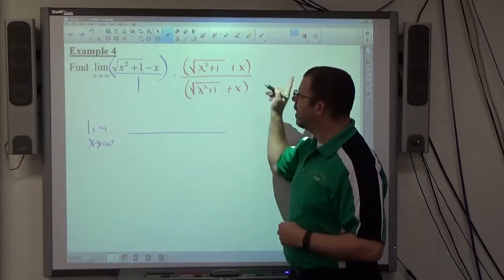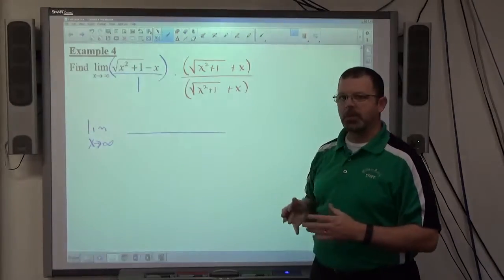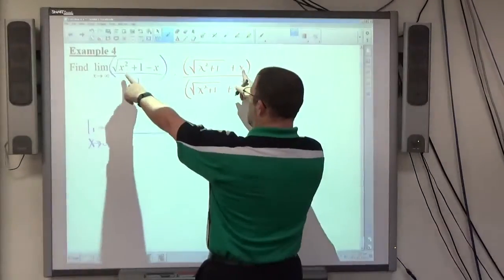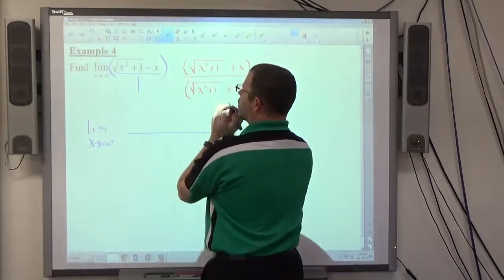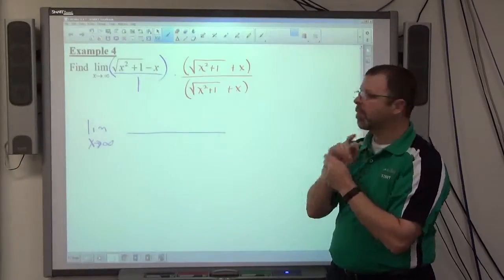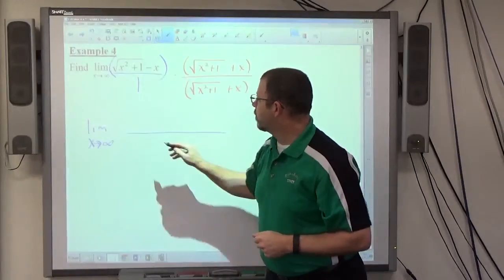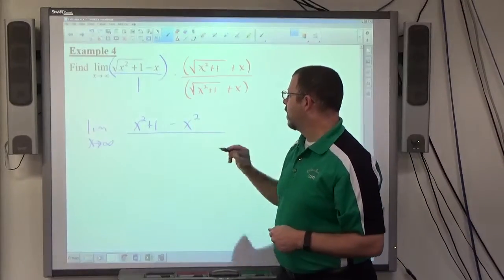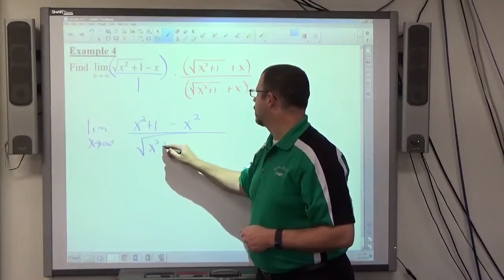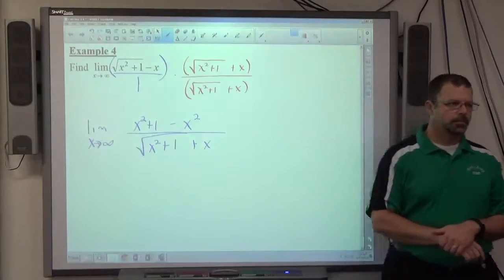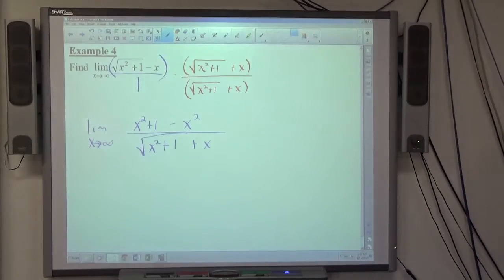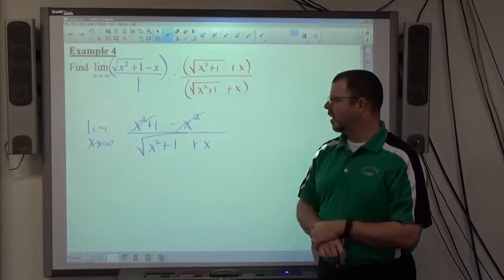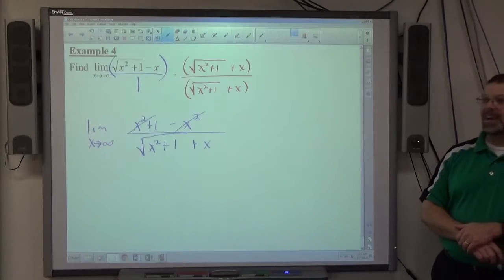If I multiply the top out, a difference and the sum of the same two things, it's just the first and last of FOIL, right? The outside and inside products cancel. Positive x times the square root of x squared plus 1, and negative x times the square root of x squared plus 1, cancel, makes 0. Square root of x squared plus 1 times square root of x squared plus 1 makes x squared plus 1. Negative x times positive x makes minus x squared. All that's over the square root of x squared plus 1 plus x. This one just happens to do some nice stuff for us. The x squared cancels the x squared, and we're left with 1 over the square root of x squared plus 1 plus x as x approaches infinity.